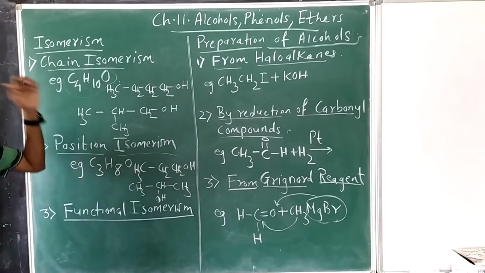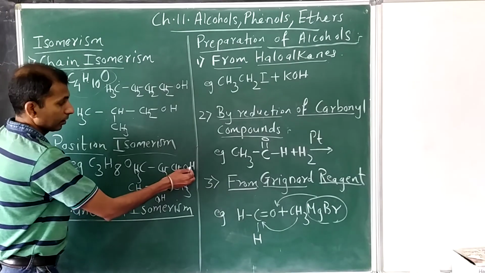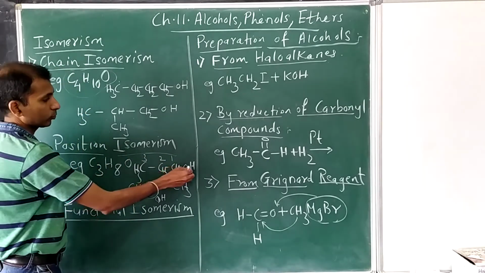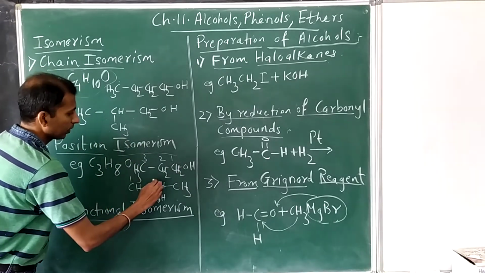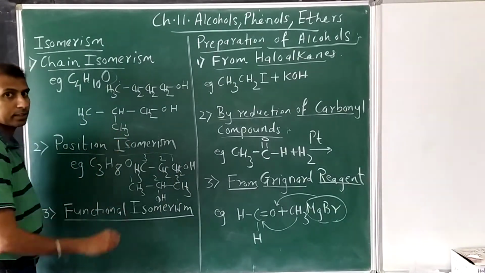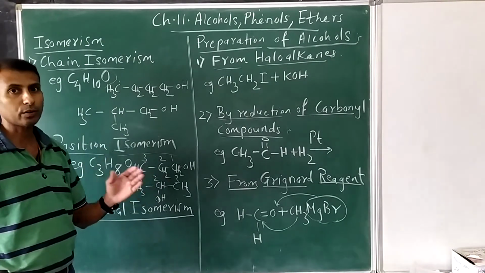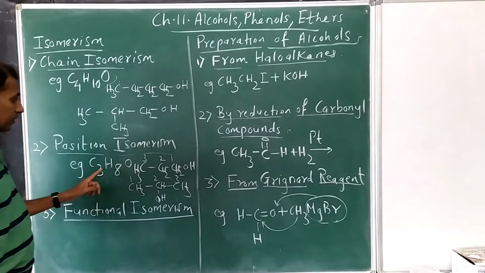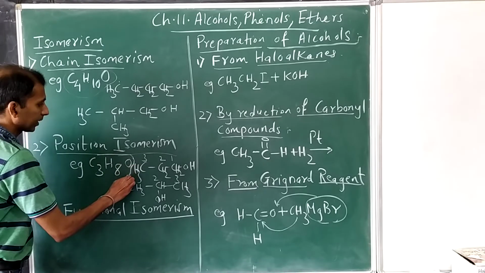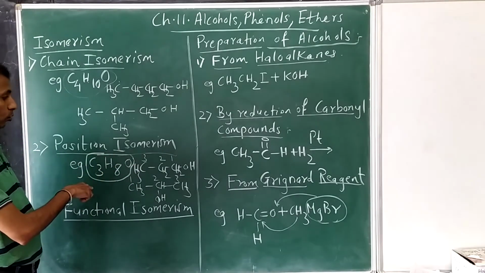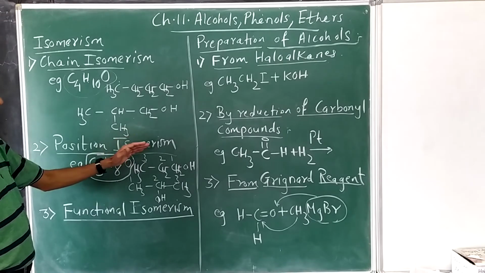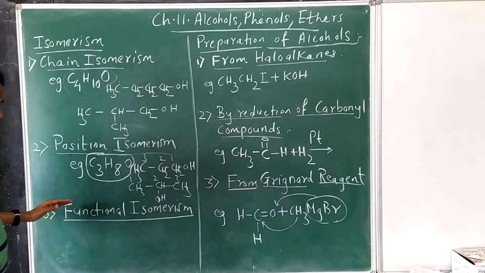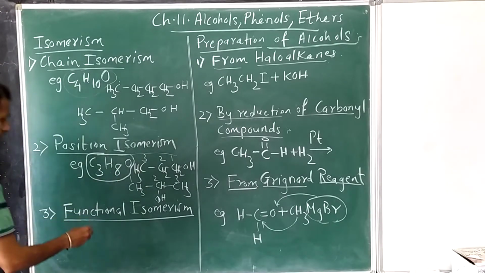Now in both these isomers, as you can see, in the first isomer OH is attached to the first carbon atom, and in the second isomer OH is attached to the second carbon atom. That means the position of the functional group, OH, is differing in both isomers, but they have the same molecular formula, C3H8O. That's why they are called position isomers, because the position of the OH group is different but the molecular formula is the same. And the third one is functional isomerism.